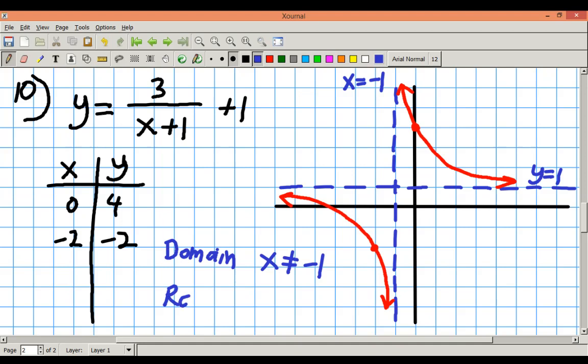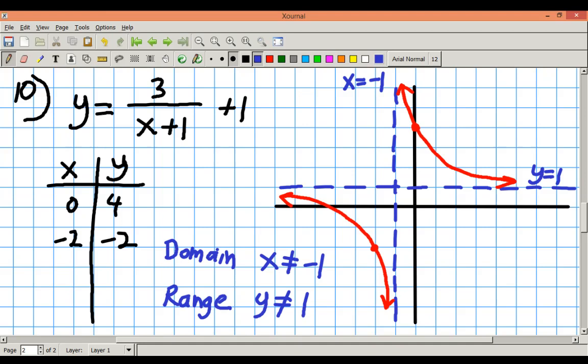And the last thing we have to answer about this question is the range. Again, look at the horizontal asymptote this time. y will never be 1. You can see that that is a horizontal asymptote. So y can be anything you want except for 1. So we just write y is not equal to 1.